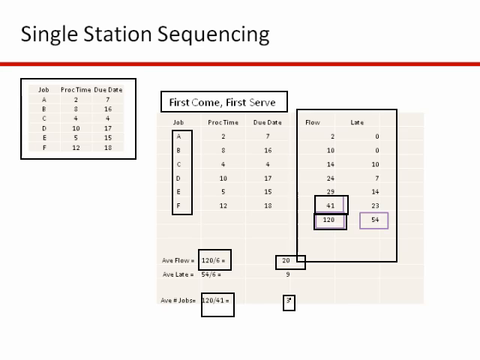So the late column is what you're doing is you're comparing the flow to the due date. If the flow is less than the due date, then the job is not late. So for job A, you can see that the flow is 2, the due date is 7, so it is not late. For job B, it'll be done at time 10. It's not due till 16, so it is not late.